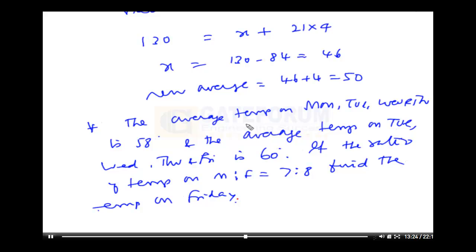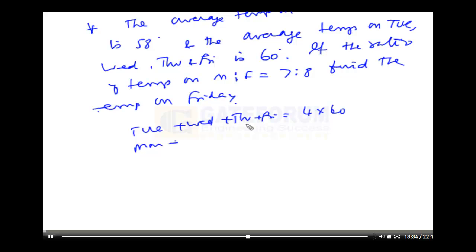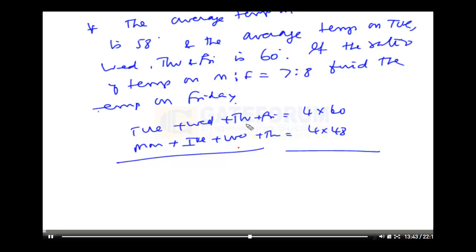So 60 degrees is more than 58, so we'll write that first. Tuesday plus Wednesday plus Thursday plus Friday, 4 into 60. Below we write Monday, Tuesday, Wednesday, Thursday, 4 into 58. If we subtract the common days, which are Thursday, Wednesday, Tuesday, they will go, we are left with Friday minus Monday, that is 4 into 2, 60 minus 58 here, that is 8.